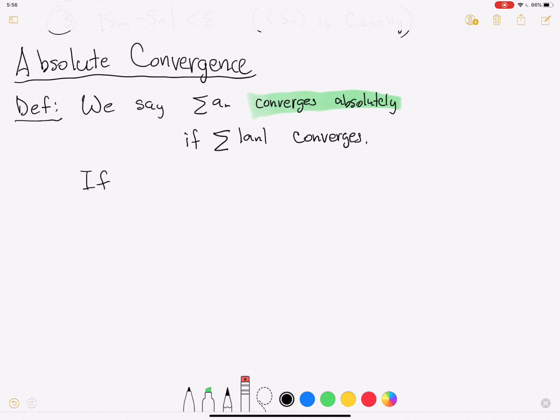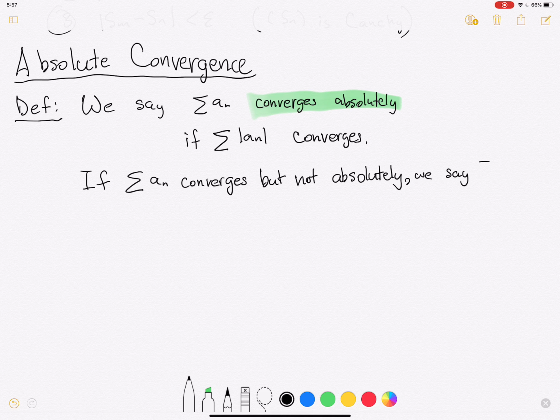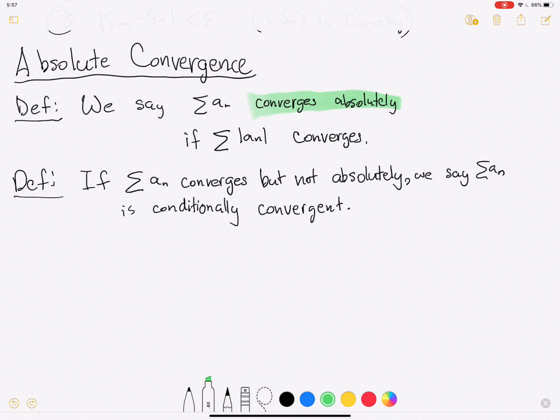If a_n converges but not absolutely, we say a_n is conditionally convergent. This is a separate definition. Highlight, don't erase.